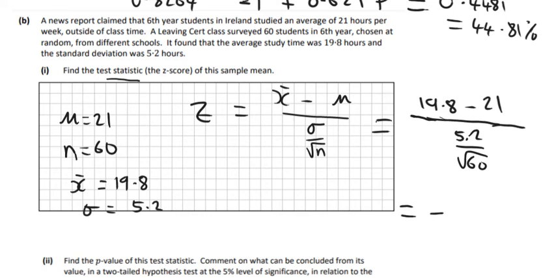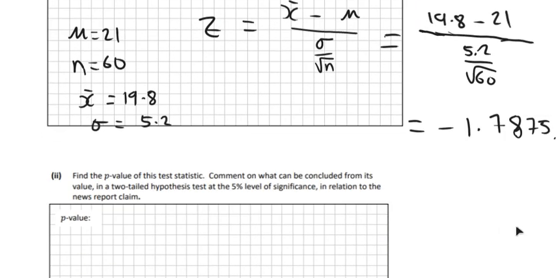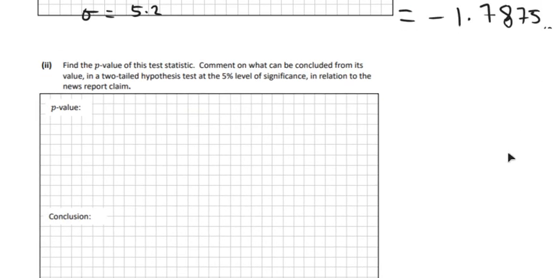you get a minus actually, so minus 1.7875, and I'm rounding that off as well, so that's a recurring decimal. So that's it. And then the next part, we're going to have to do something with it.